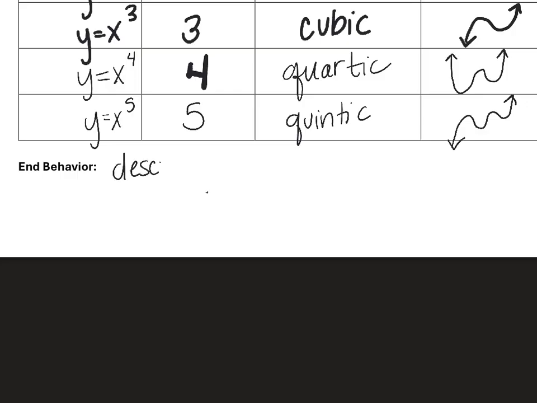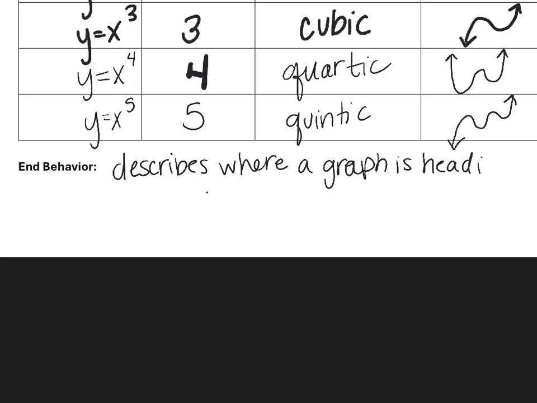End behavior describes where a graph is headed in both directions, so to the left and to the right. We will use the arrows on the end of our function to help us determine end behavior if we have arrows.